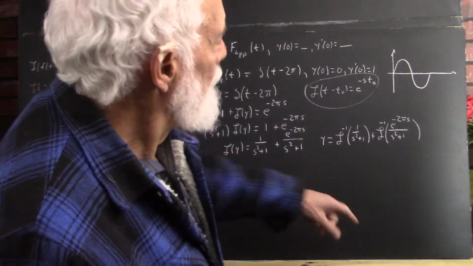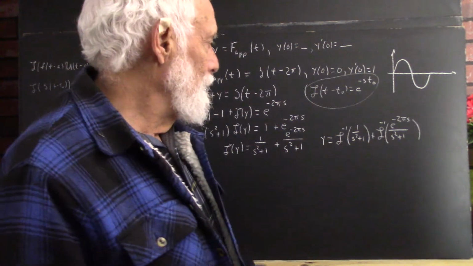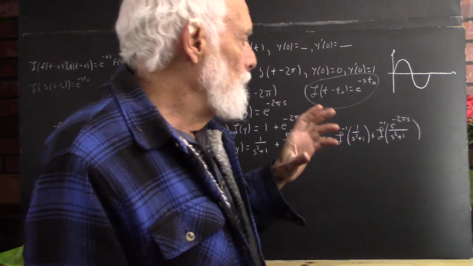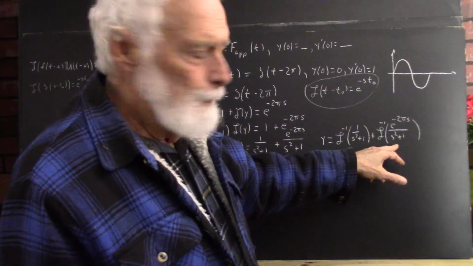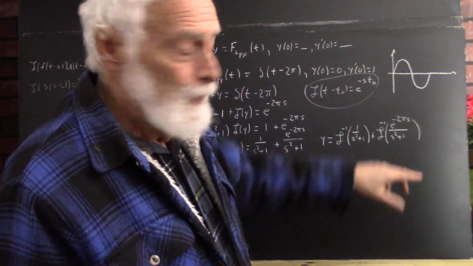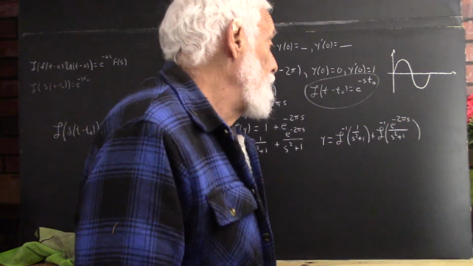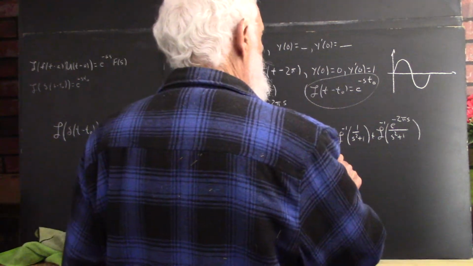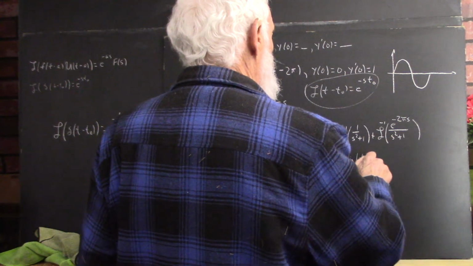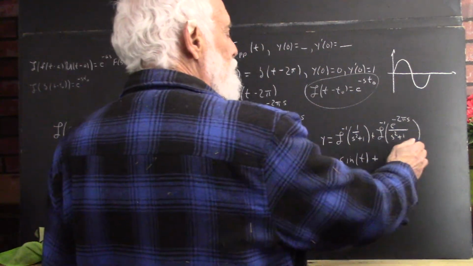We know that multiplying the Laplace transform by e to the negative 2 pi s shifts the graph 2 pi units to the right. Again, that's something I assume we understand. The result here is that we get the sine of t plus this graph shifted to the right.